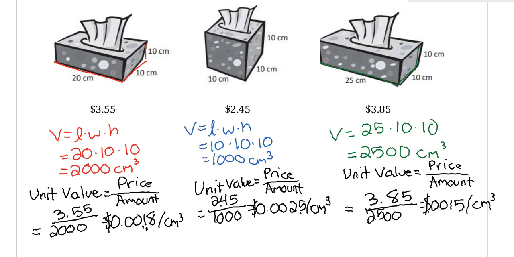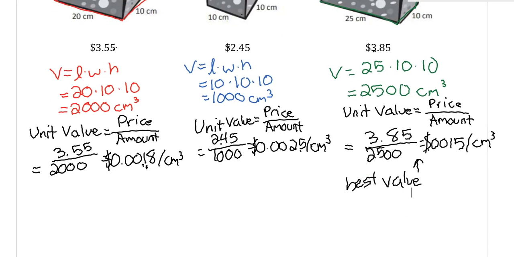Okay? So, which box is the best value? Even though this one costs the most, it's also the best value. I'll scroll down. Because it is cheapest per centimeter cubed of tissues that you want.